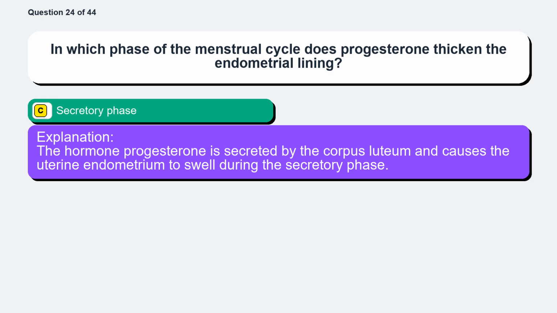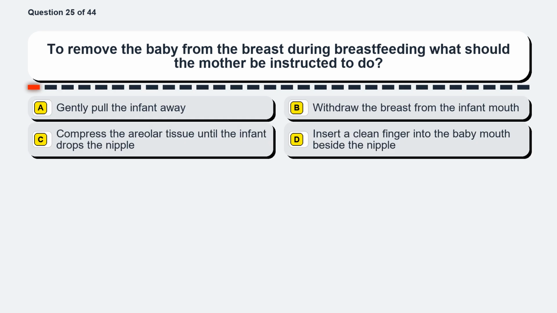secretory phase. Question 25. To remove the baby from the breast during breastfeeding, what should the mother be instructed to do? Option A. Gently pull the infant away. Option B. Withdraw the breast from the infant's mouth. Option C. Compress the areolar tissue until the infant drops the nipple. Option D. Insert a clean finger into the baby's mouth beside the nipple.